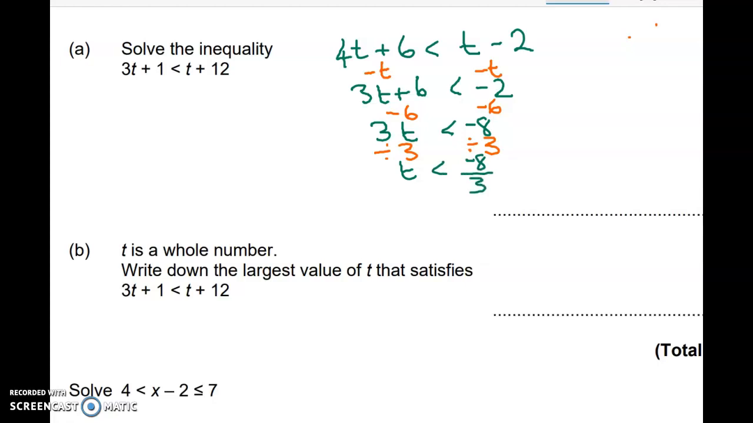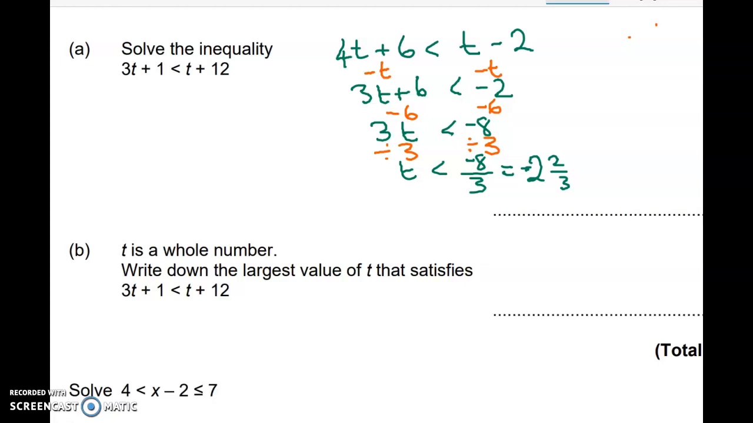And that's it as a fraction. You can turn it into a mixed number, which is 2 whole ones and 2/3. Remember it's negative. Or if you've got a calculator, you can give it as a number, minus 2.6 recurring.